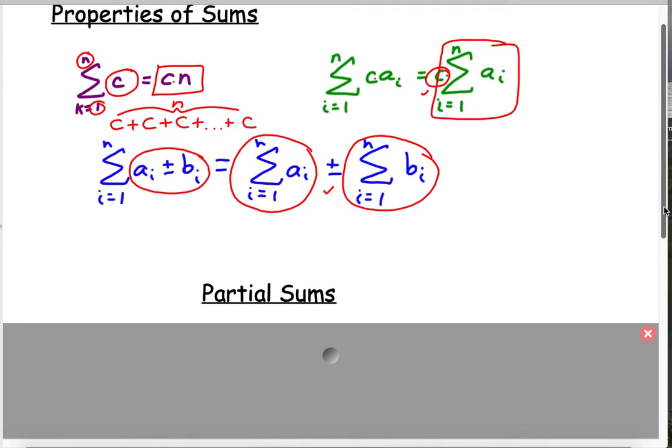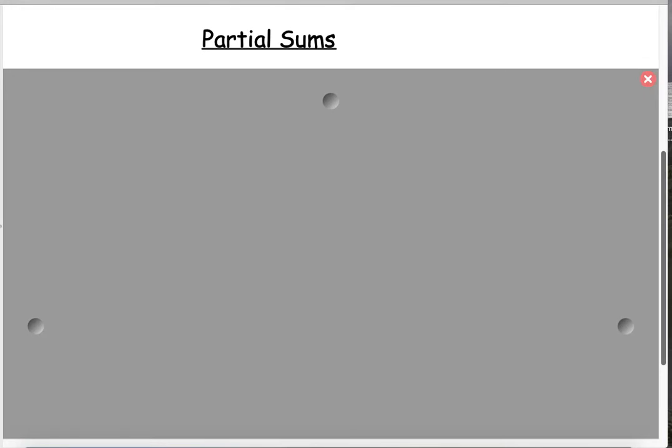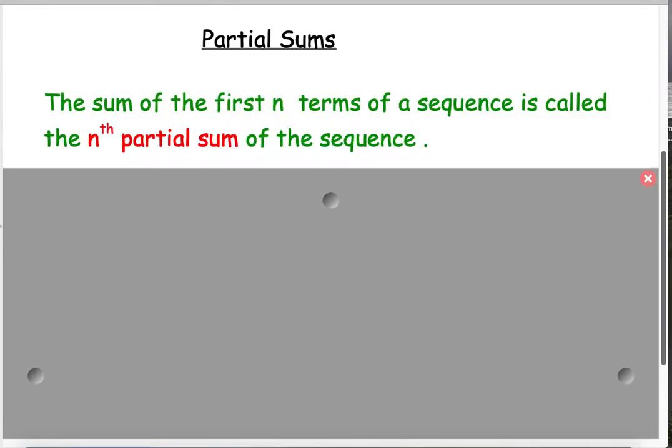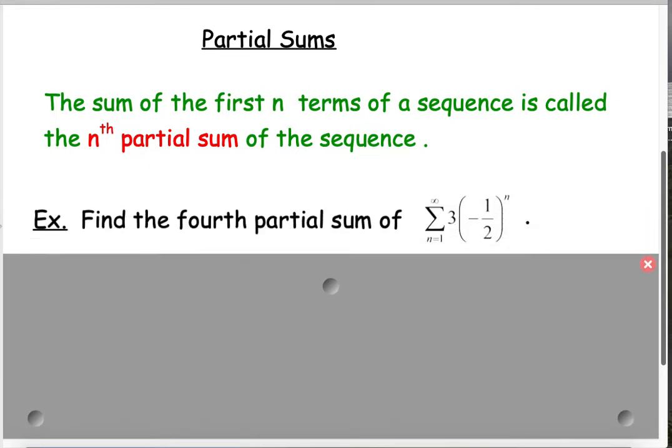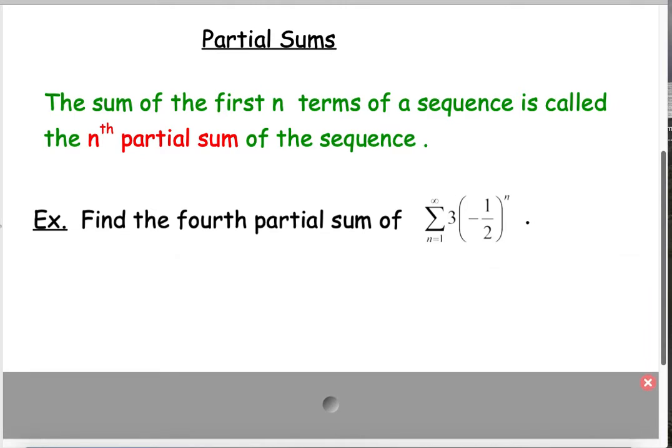One more thing that deals with series are called partial sums. And if you want the sum of the first n terms of a sequence, it's called the nth partial sum of the sequence. So remember, the sequence is just a list of numbers. The series is when you are adding those numbers up. If I want to add up just the first n number of terms in a sequence, that's called a partial sum. So I'll show you an example of that.